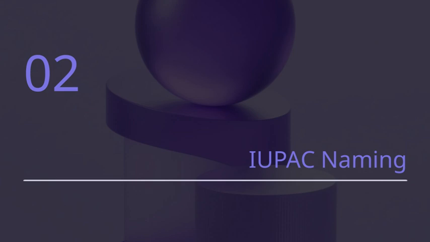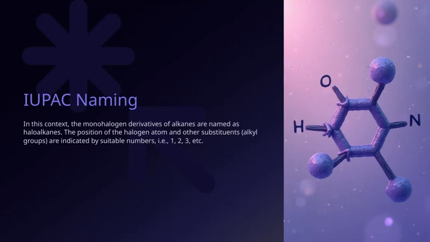So, think of it as the language of chemistry that connects us all. In this context, the monohalogen derivatives of alkanes are called haloalkanes. These are simply alkanes where one hydrogen atom has been replaced by a halogen atom, such as chlorine, bromine, or iodine. When naming these compounds, it's important to specify the position of the halogen atom on the carbon chain, as well as any other substituents or alkyl groups attached.